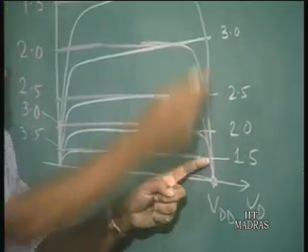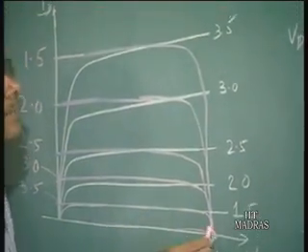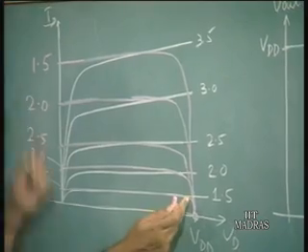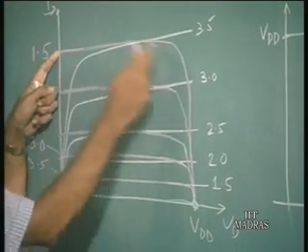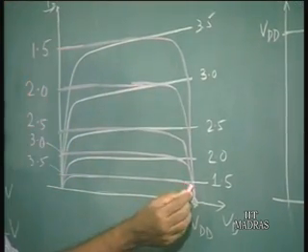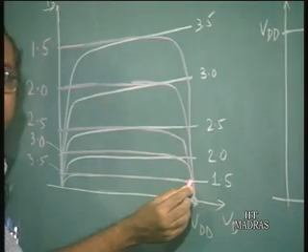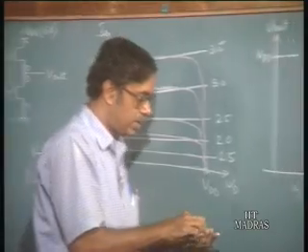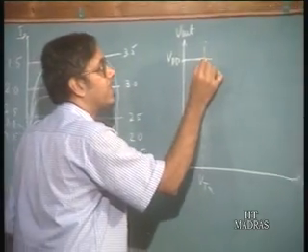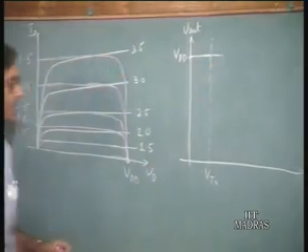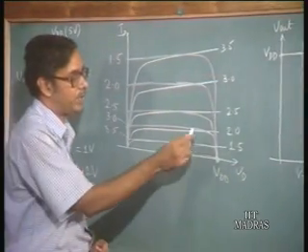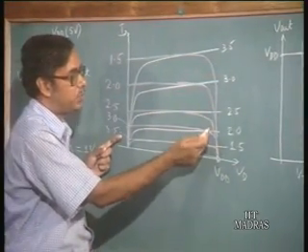So the characteristic is going to be somewhere here. This is 1.5 volts, and this is the characteristic for the PMOS transistor. The point of intersection again is very close to VDD. As you keep increasing the input voltage, the point of intersection is still very close to VDD. So, 1.5, 2 volts.